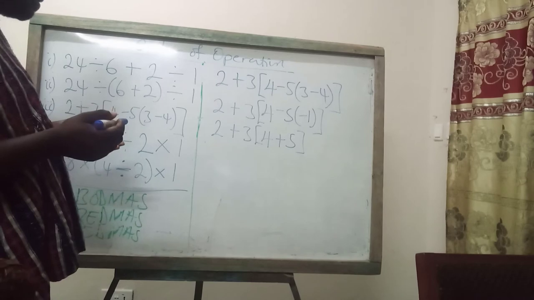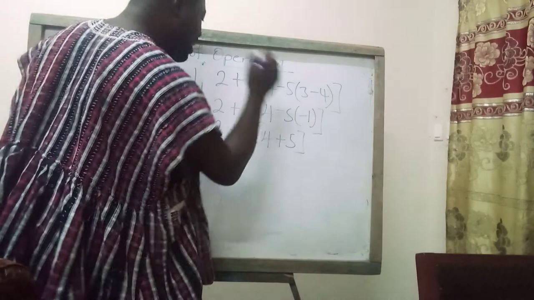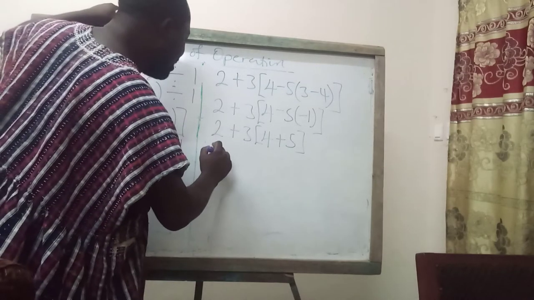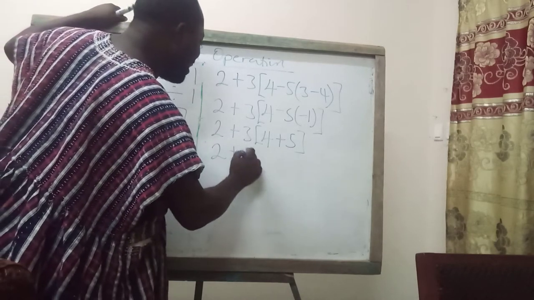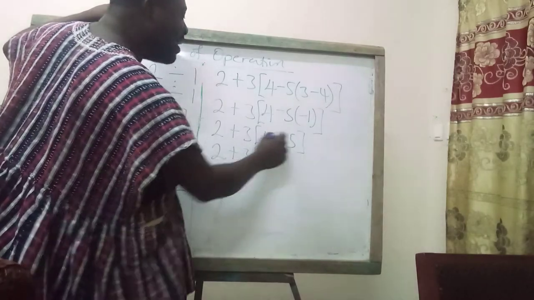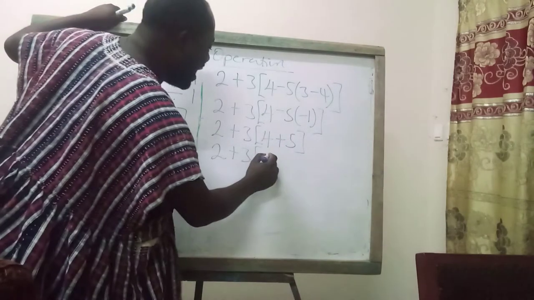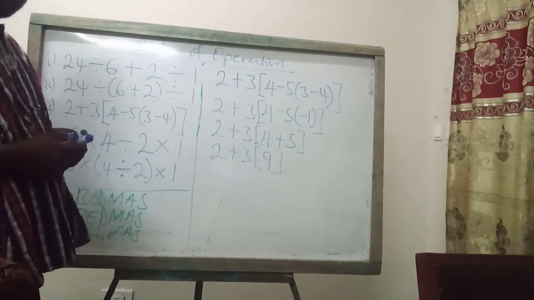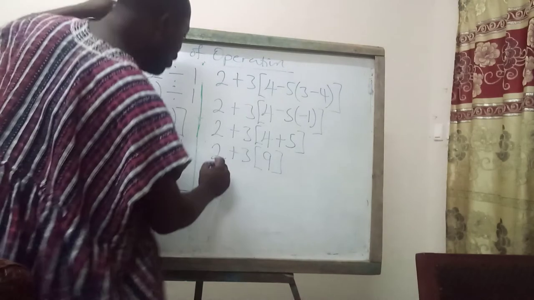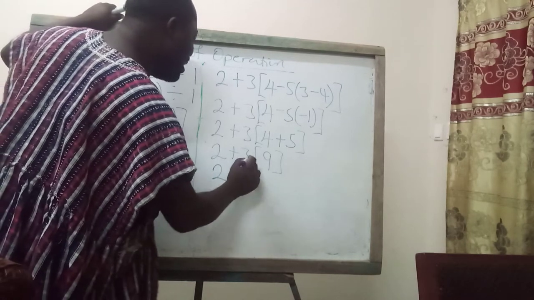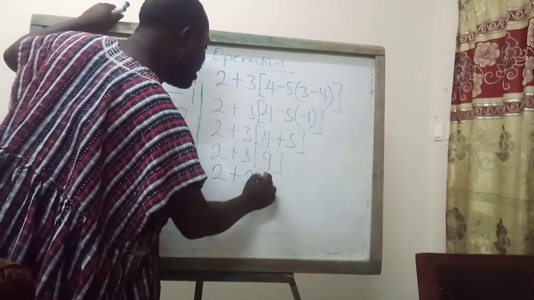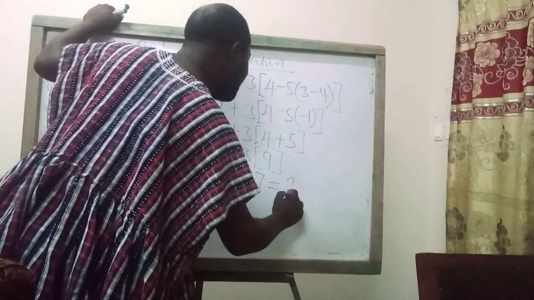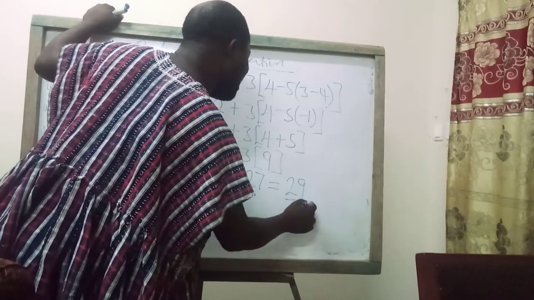What next? We need to work what is inside the brackets. Bracket first. So we will get 2 plus 3. Inside this bracket, we have what? 9. We need to off this bracket. So we will get 2 plus 3 times 9, 27. Add it up. 2 plus 27 is what? 29. So that is the result.